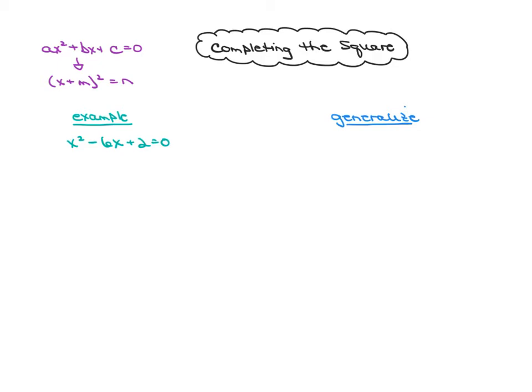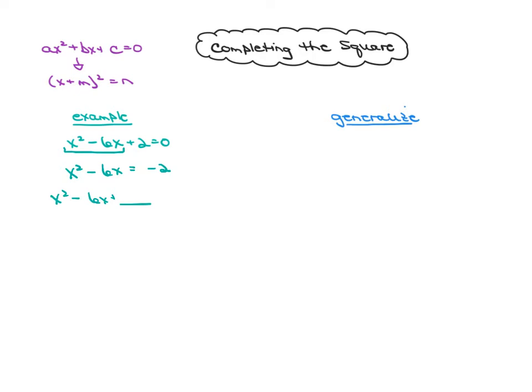Okay, so the idea with completing the square is that we want to focus only on the variable terms. So to do that, I'm going to subtract 2 from both sides to get my constant on the other side. So x squared minus 6x is equal to negative 2. Now I want to add a number here that will turn x squared minus 6x into a perfect square trinomial, into a trinomial that can be factored into a binomial squared.